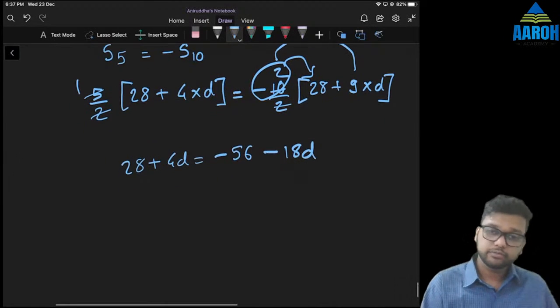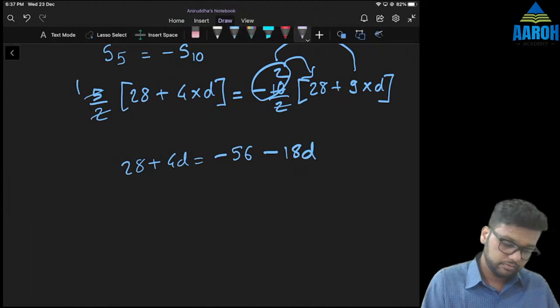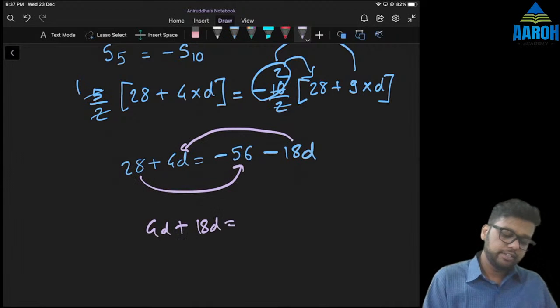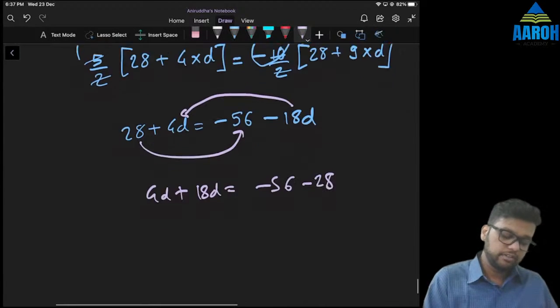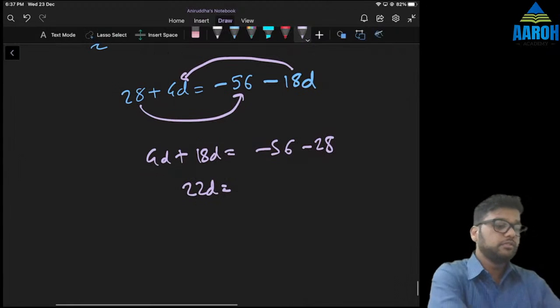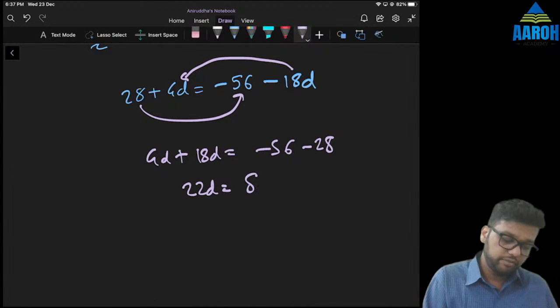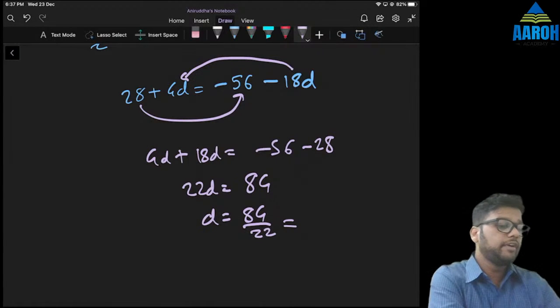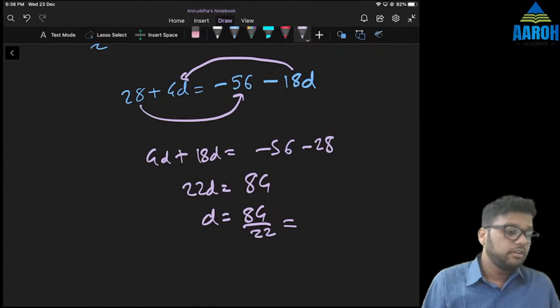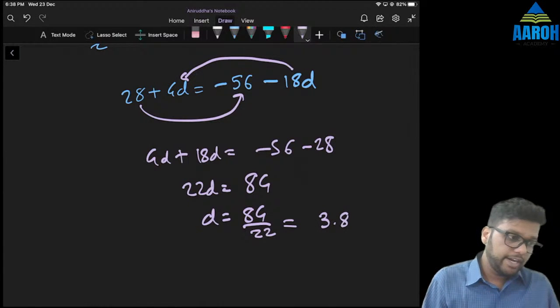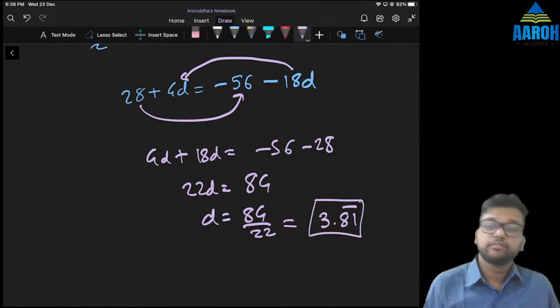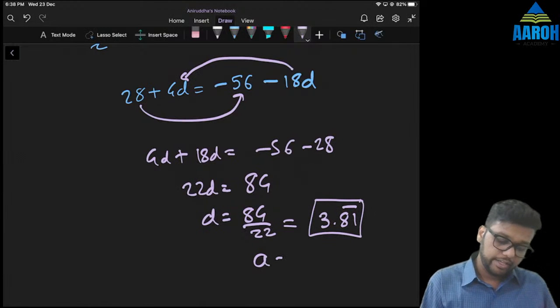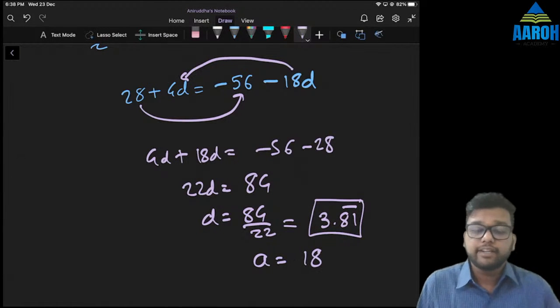Let's rearrange this. So let's take 18D here and let's take 28 there. So it will be 4D plus 18D is equal to minus 56 minus 28. That means 22D is equal to minus 84. That means D is equal to 84 by 22. 84 by 22 is what? 3.81 recurring. A is 14 and D is that.